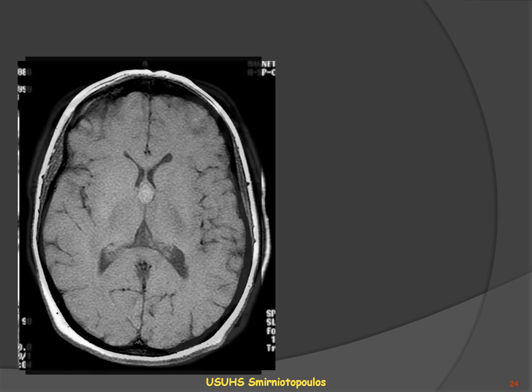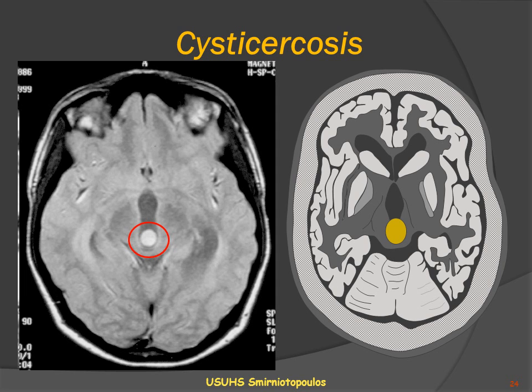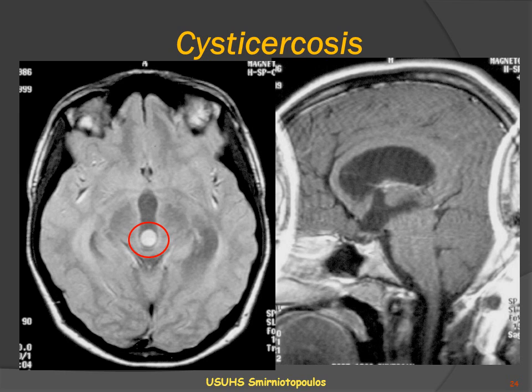Here is another example of a colloid cyst, and in comparison, a mass lesion in the posterior part of the third ventricle, which is not a colloid cyst. This is a patient that has cysticercosis. If you look outside the industrialized world, the most common mass lesion of the third ventricle is going to be intraventricular cysticercosis. And these lesions may be recognized by their location being in the posterior part of the third ventricle, and sometimes they may be mobile.